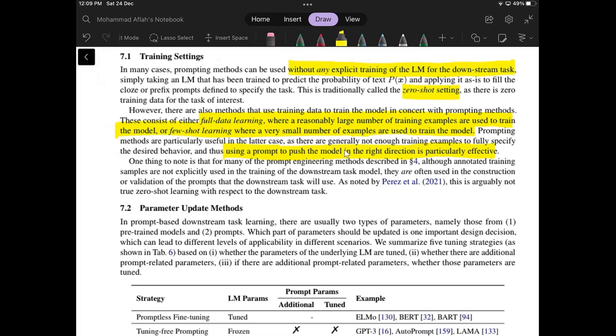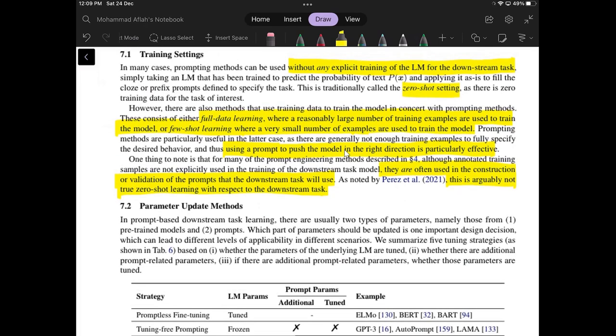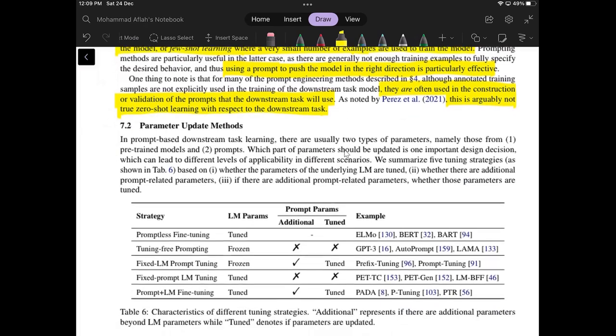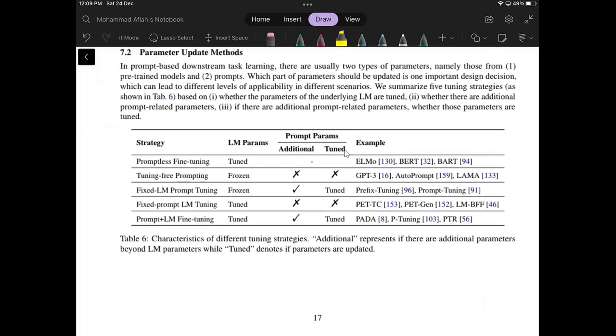One thing to note is that for many of these prompt engineering methods described in section 4, although annotated training samples are not explicitly used in the training of the downstream task model, they are often used in the construction or validation of the prompts that the downstream task will use, because you can't just create prompts, right? You also need to test how good they are. Something might seem very reasonable to a human, but it might just break down in front of a machine. This is arguably not true zero shot learning with respect to the downstream task, as you're doing some sort of validation beforehand for your prompts. But who cares as long as it works, right? Although claiming it is zero shot might be wrong.